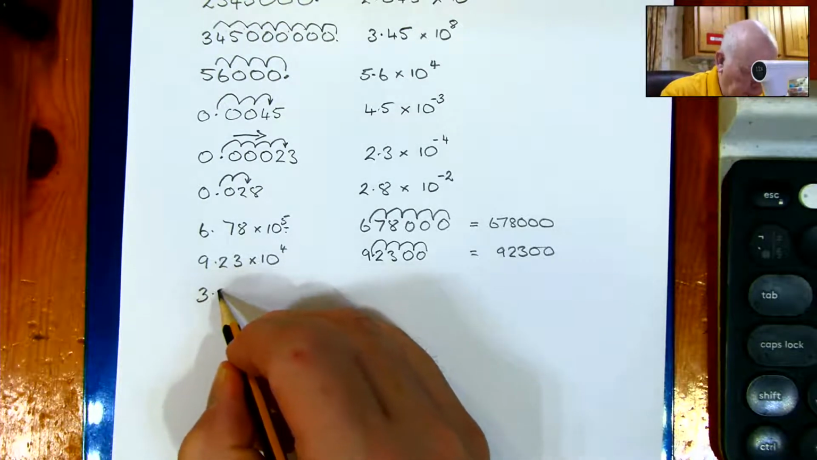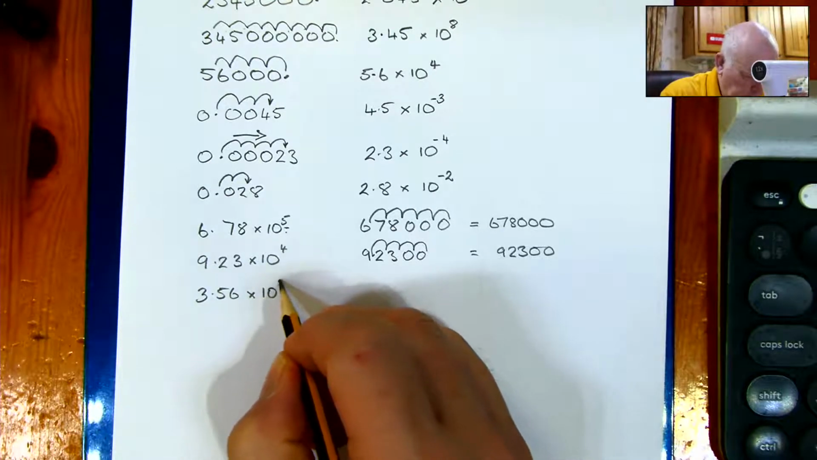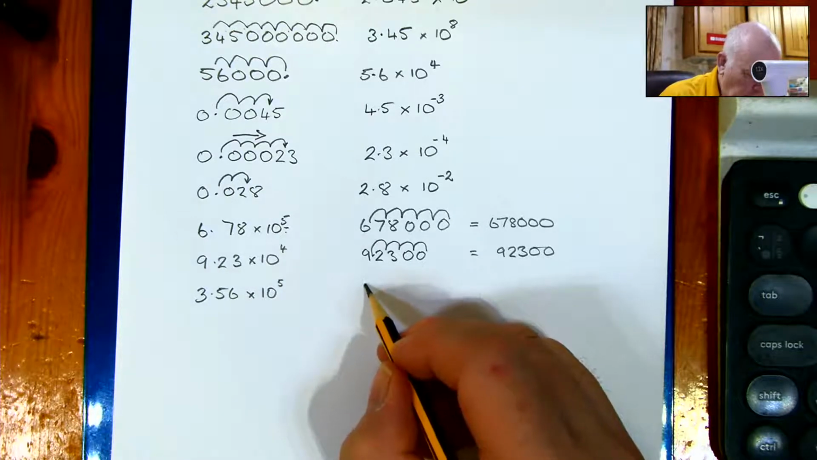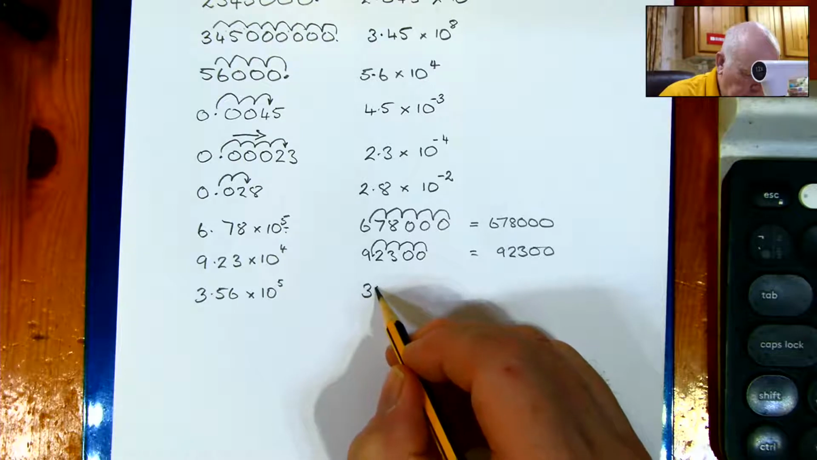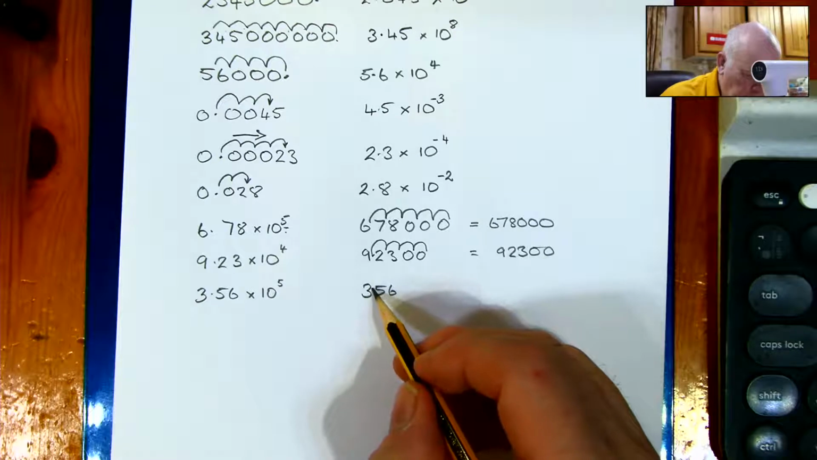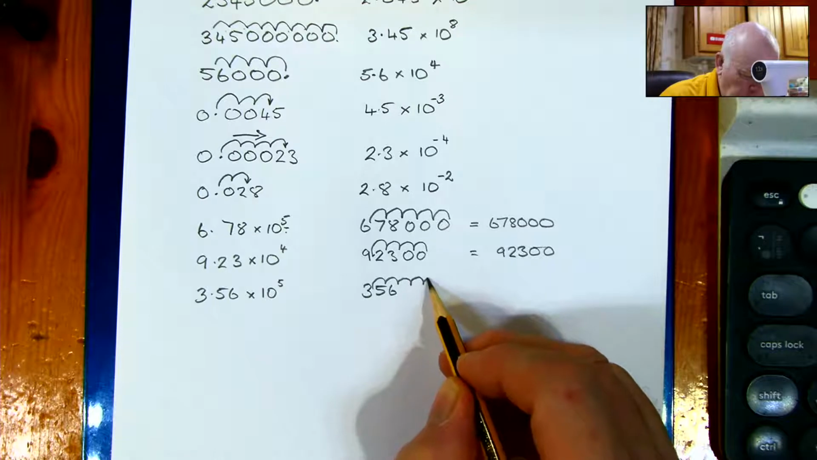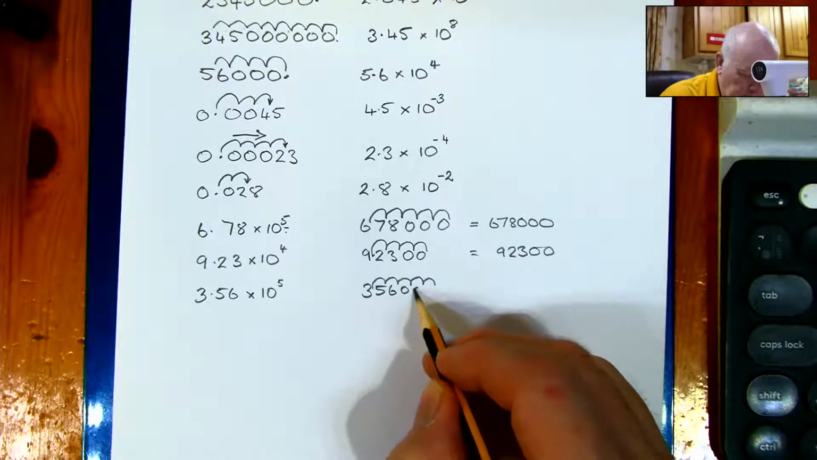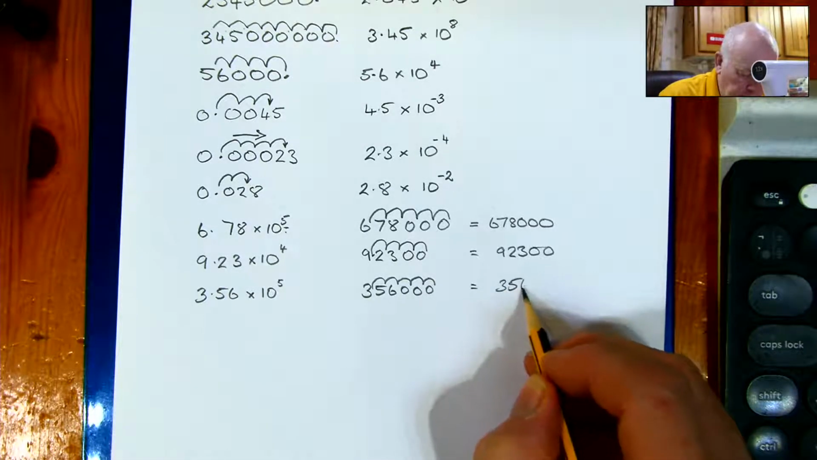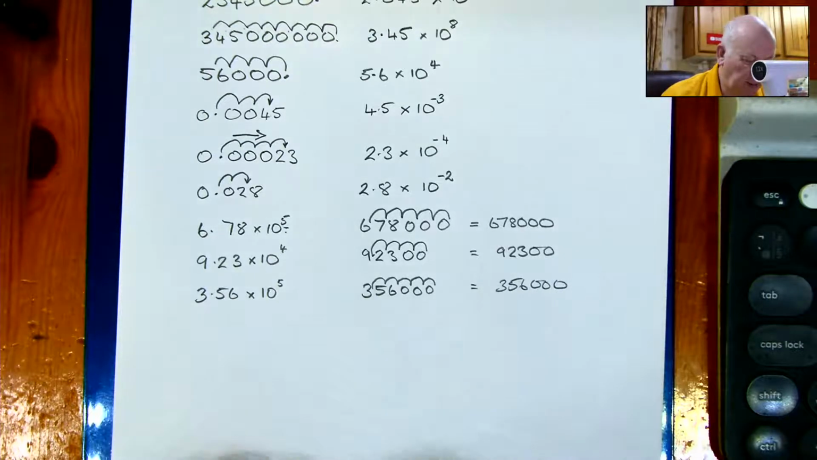Another one, 3.56 times 10 to the 5. When we're playing with this, then we write our number down again, 356. Let's start 1, 2, 3, 4, 5. Put in our zeros. 356,000.